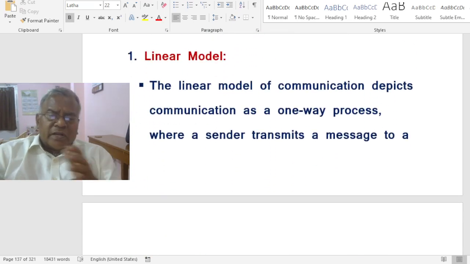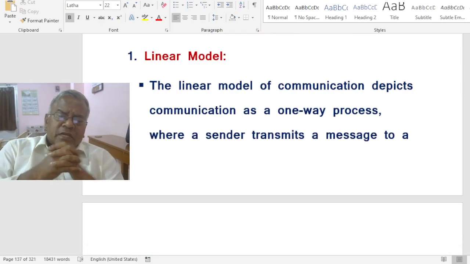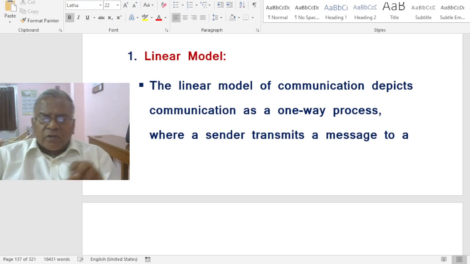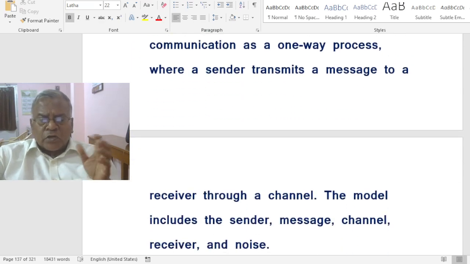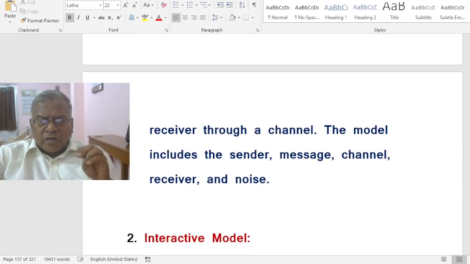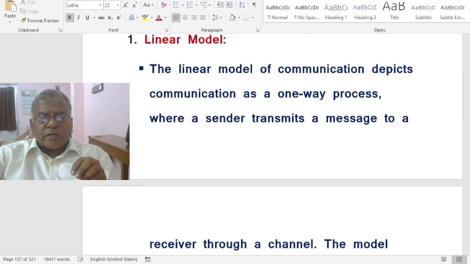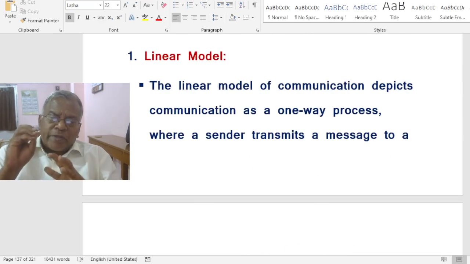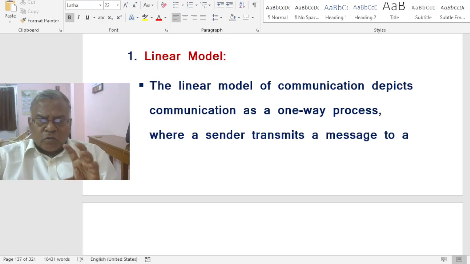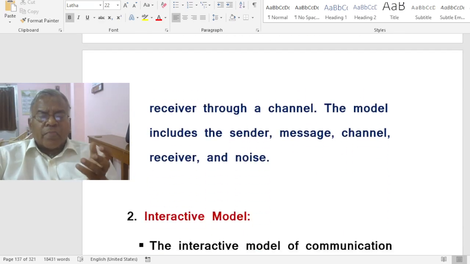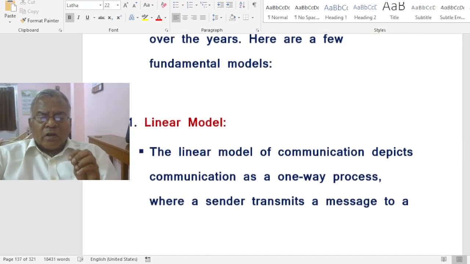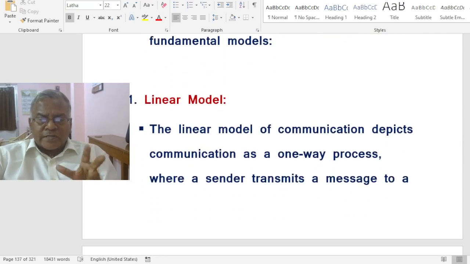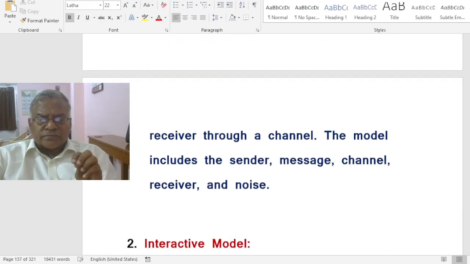Linear model. The linear model of communication depicts communication as a one-way process where a sender transmits a message to a receiver through a channel. The model includes the sender, message, channel, receiver and noise. So the linear model depicts communication as a one-way process, and once and for all, get it fixed in the mind.